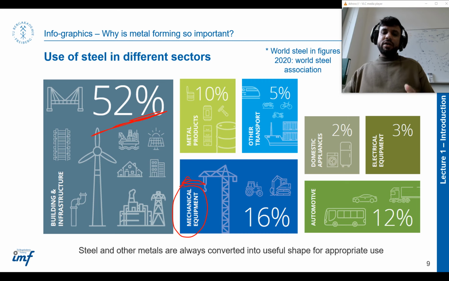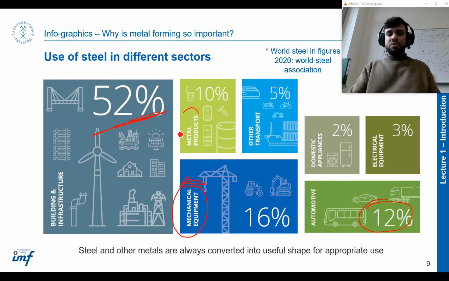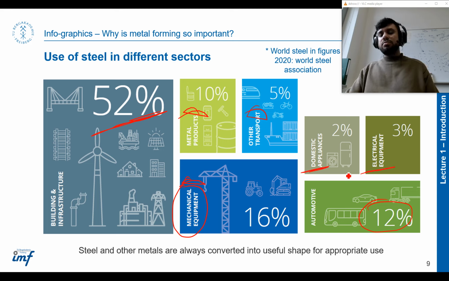A big chunk of that is also used in manufacturing them. Then we see that the automotive sector is specifically mentioned here separately, which consumes a lot of steel, and then some is used in metal products, and then other in transportation, and then domestic appliances, and then a very small amount is used in electrical equipment. But this is just the biggest chunk of steel consumption.